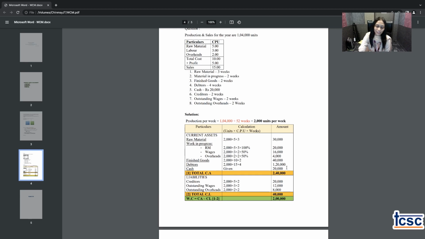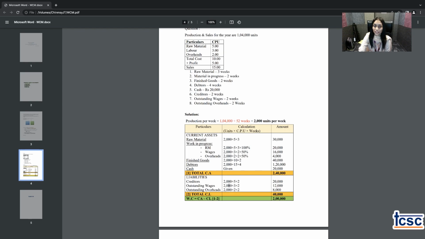After current assets, now move on to current liabilities. Liabilities include your point number 6, 7 and 8, that is creditors, outstanding wages, outstanding overheads. Creditors, students, I hope you remember, creditors are to be taken on raw material. Why? Because from creditors we purchase raw material. Again, units, that is 2000 units. If you see, cost price of raw material is rupees 5. So 2000 into 5 into creditors duration is given to us, 2 weeks, so into 2 weeks, that will give us 20,000.